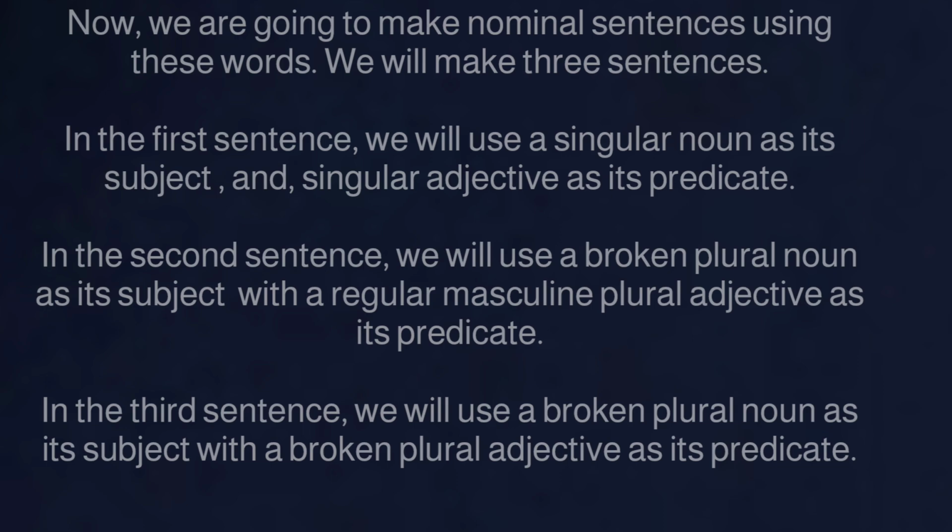We will make three sentences. In the first sentence, we will use a singular noun as its subject, and a singular adjective as its predicate. In the second sentence, we will use a broken plural noun as its subject with a regular masculine plural adjective as its predicate. In the third sentence, we will use a broken plural noun as its subject with a broken plural adjective as its predicate.